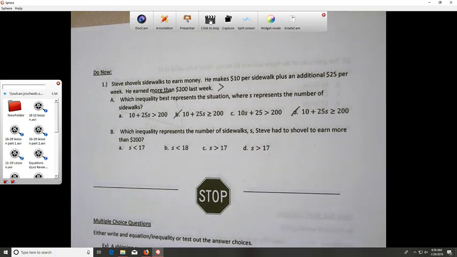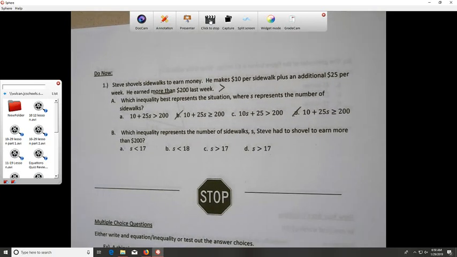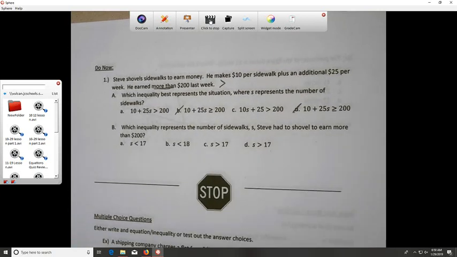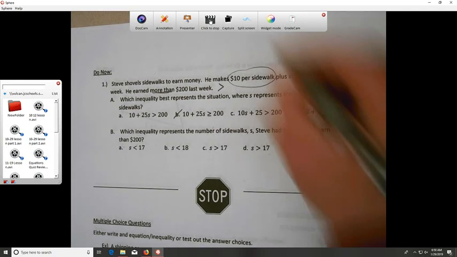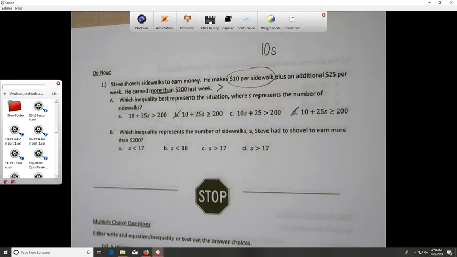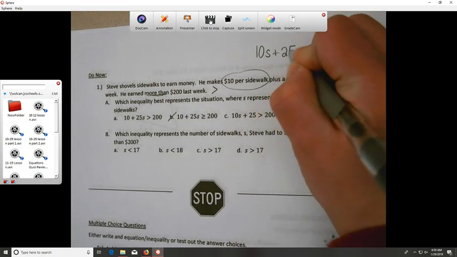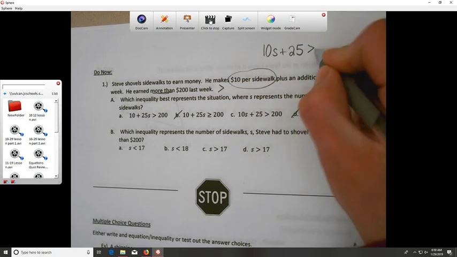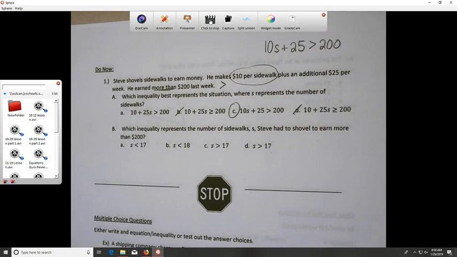So then we're trying to find the inequality where S is the number of sidewalks. So if S is the number of sidewalks, then I go back up to the question and I find where it's talking about the sidewalks, which is right here, $10 per sidewalk. So I know it's going to be 10S plus an additional $25 a week, so plus 25. And then we said more than is greater than 200. So you should have picked choice C for that one.